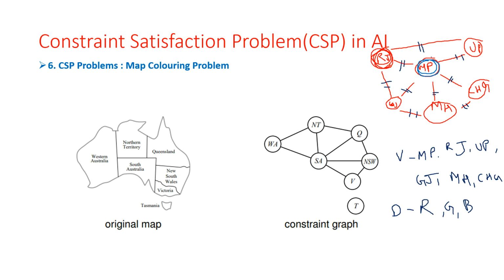So neighboring nodes are what here? Gujarat and UP. So we cannot select Gujarat as red color and UP as red color, because Rajasthan's neighbor nodes are UP and Gujarat. So for Gujarat and UP, we have another color, like green color.